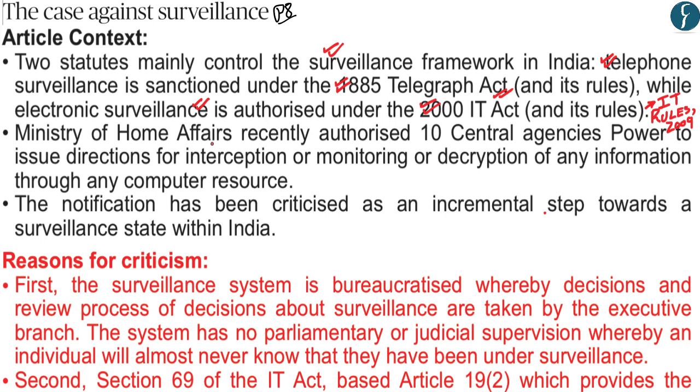And what has happened now is that the Ministry of Home Affairs has recently authorized 10 central agencies, such as the CBI, the Commissioner of Delhi Police, the Central Board of Direct Taxes, for interception, monitoring, and decryption of any information through any computer resources. However, what has happened is that this notification has been severely criticized since it is considered to be an incremental step towards the surveillance state within India.